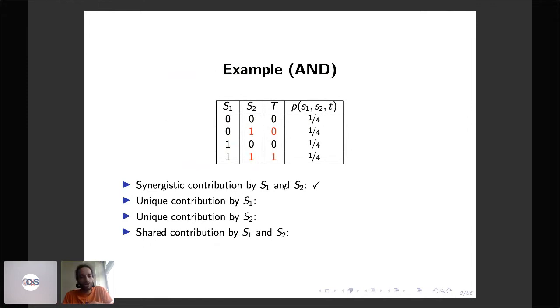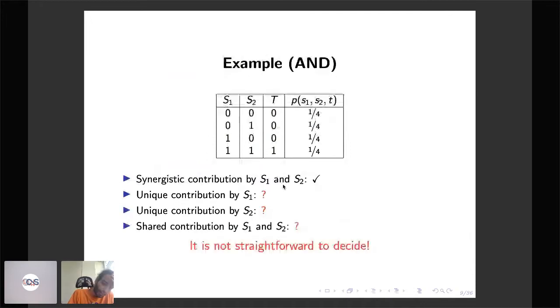There should be this synergy in order to get the whole information. So this we can agree on. It's very intuitive. And the next point is whether the zero case, should we consider all of it as shared information, or should we say that it's a little bit of shared information and some sort of unique information? It's not straightforward to decide that. So basically, we need some sort of a measure in order to measure these quantities.